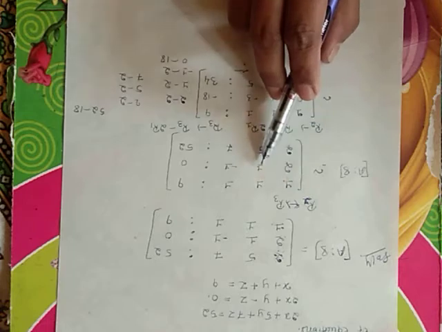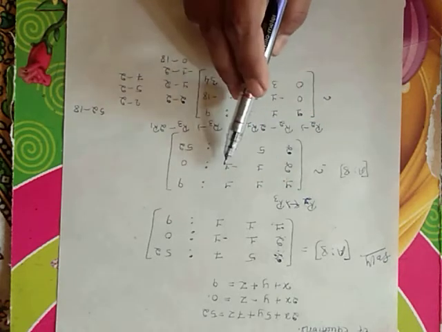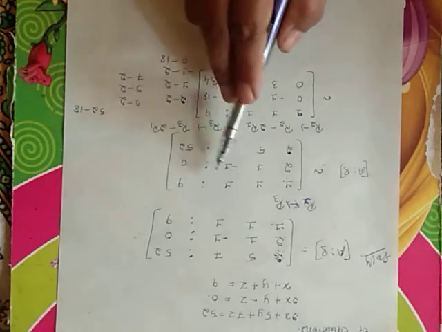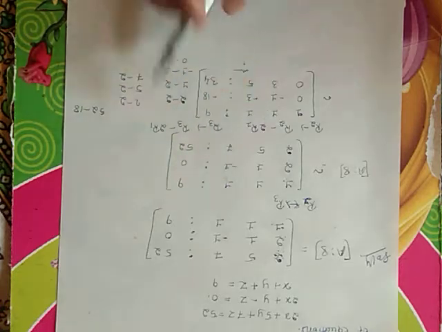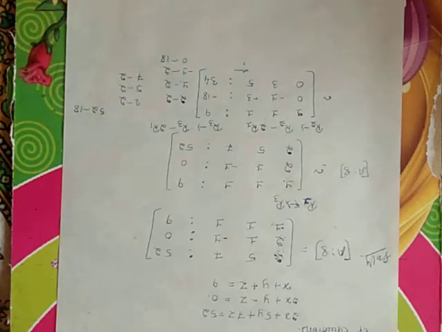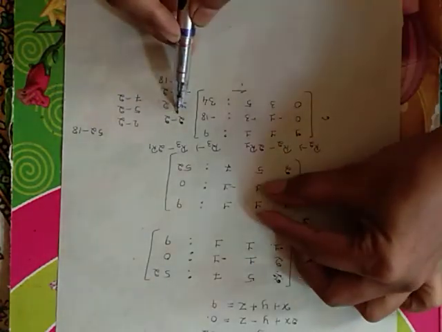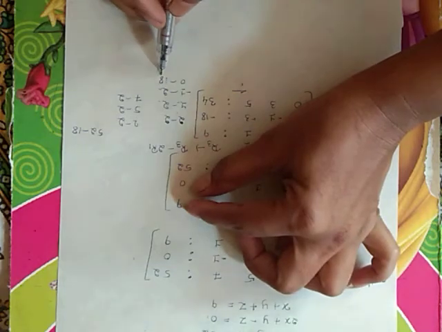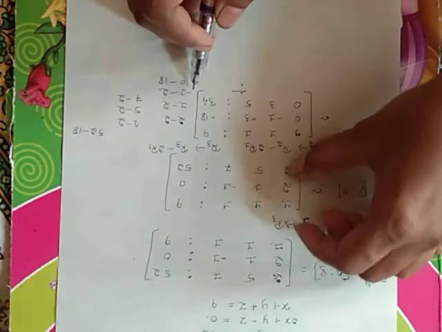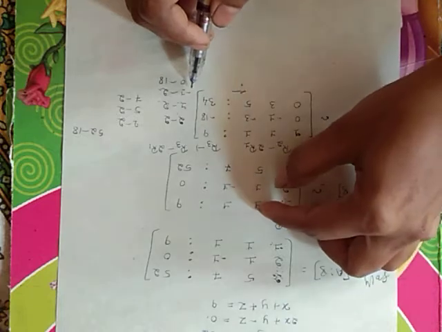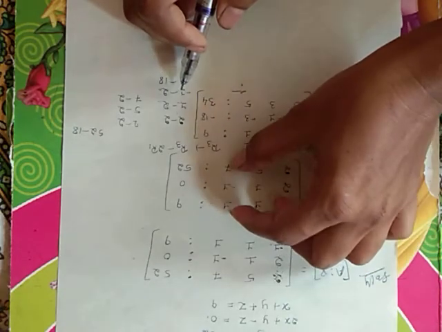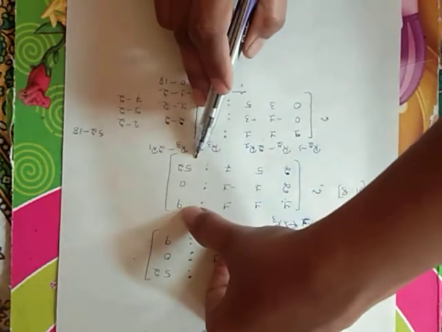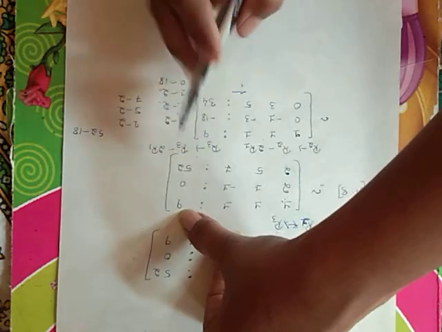2 minus 2, 0. 1 minus 2, minus 1. Minus 1 minus 2, minus 3. 0 minus 9 into 2, 18, minus 18. Next, 2 minus 2 into 1, 0; 5 minus 2, 3; 7 minus 2 into 1, 5; 52 minus 9 into 2, 18, 52 minus 18 is 34.